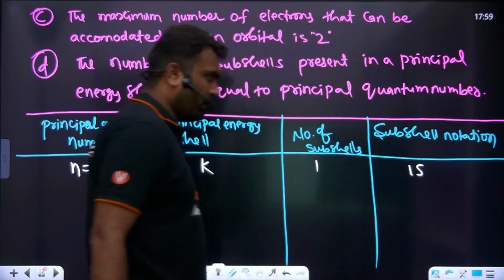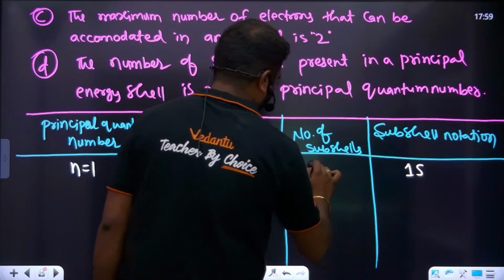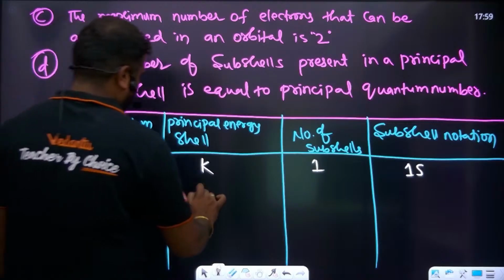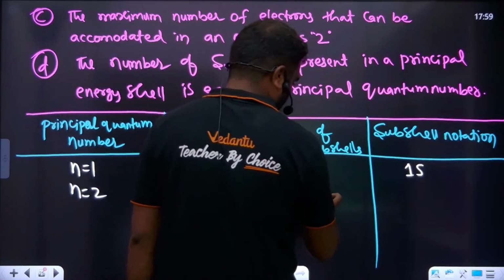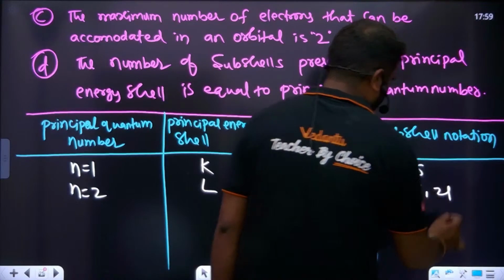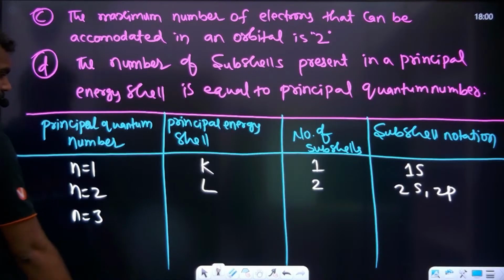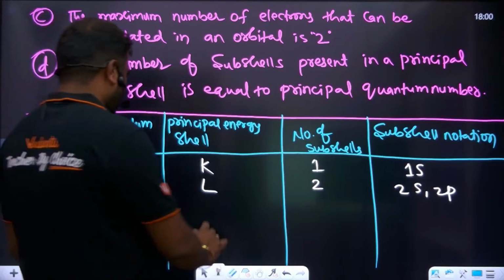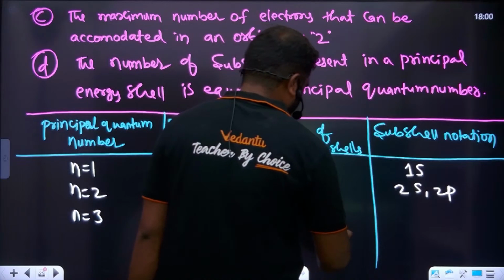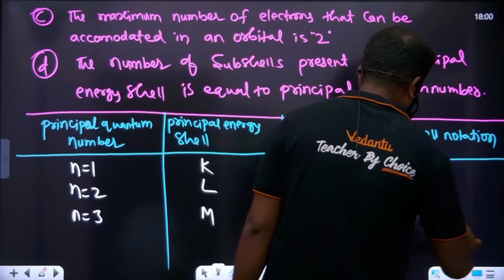Next, n is equal to 2, the L shell. The number of subshells is 2, which are 2s and 2p. Next, n is equal to 3, the M principal energy level. There are 3 subshells: 3s, 3p, 3d.